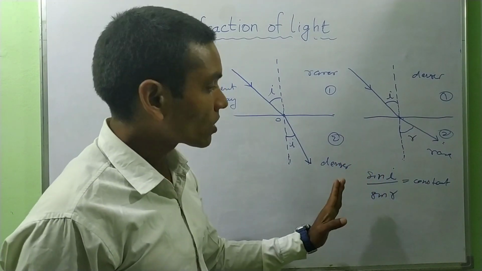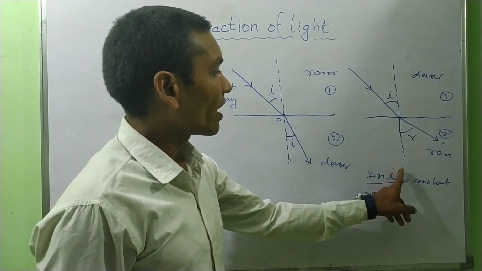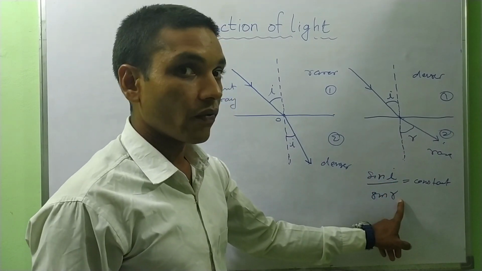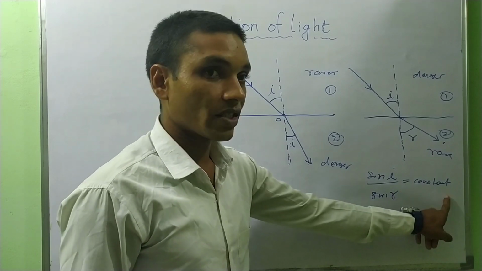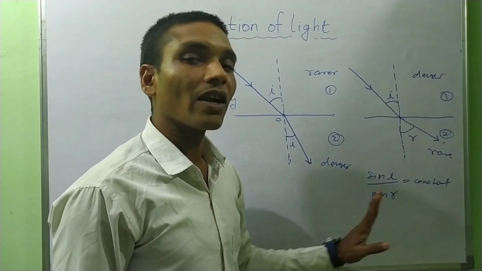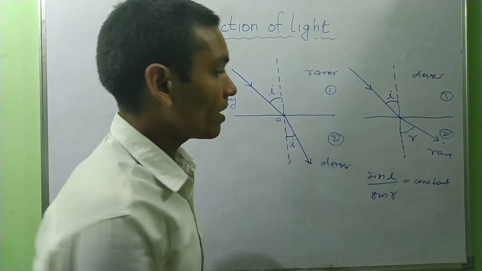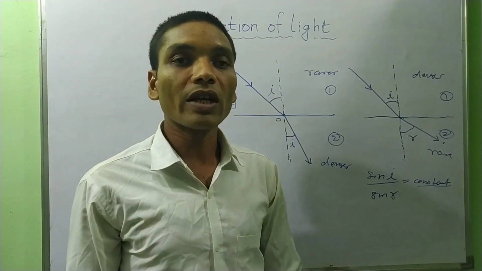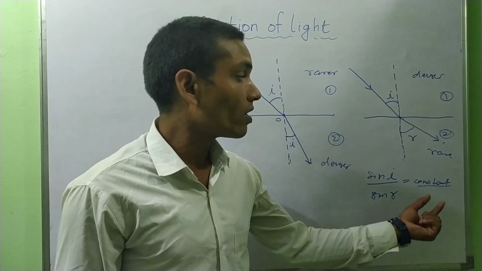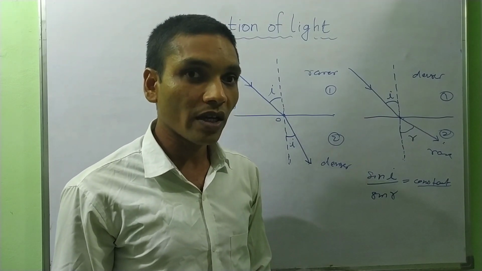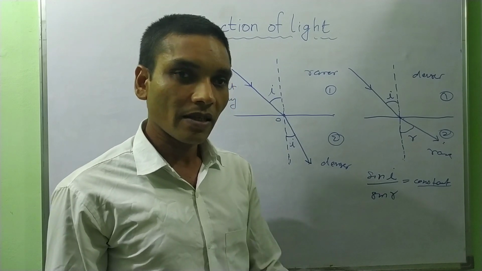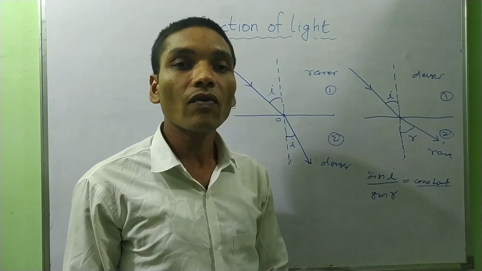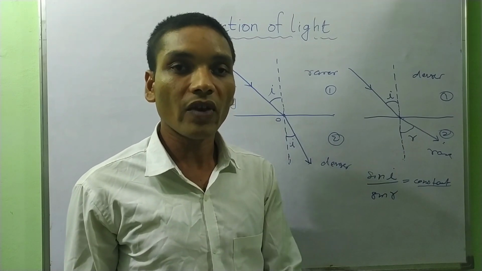So the ratio of sine of angle of incidence to the sine of angle of refraction is constant. This is the second law of refraction. This constant is called the refractive index. We will understand this later. First, this is the second law of refraction.